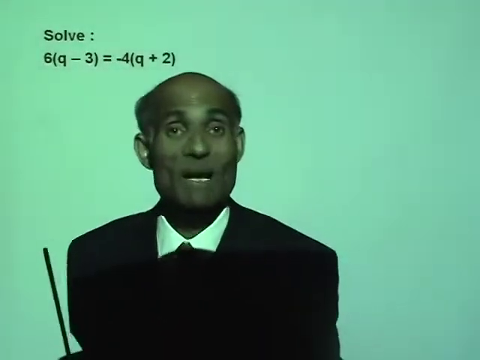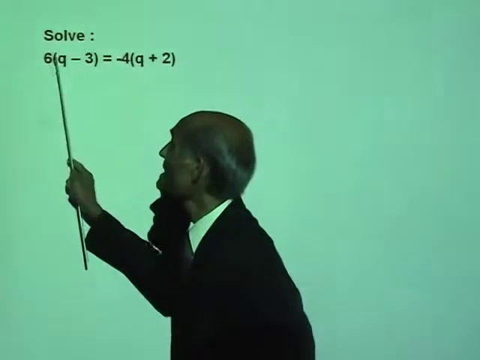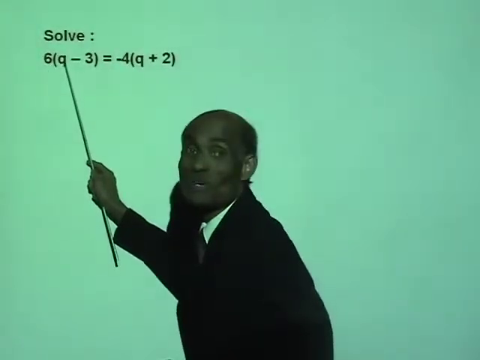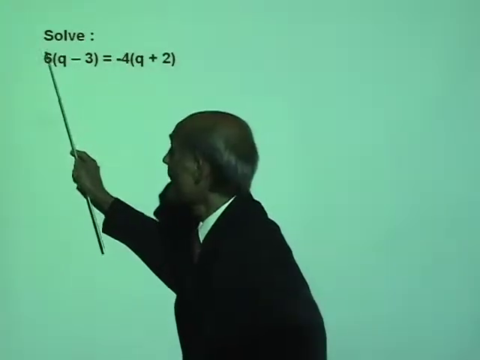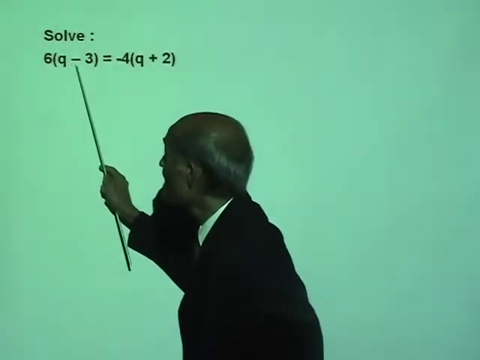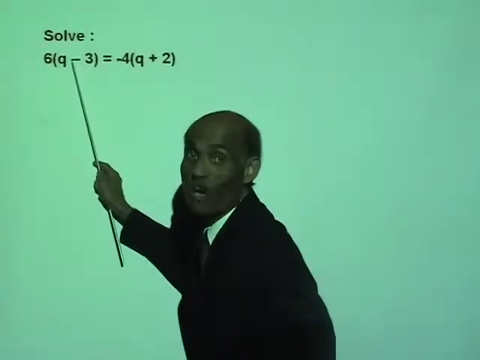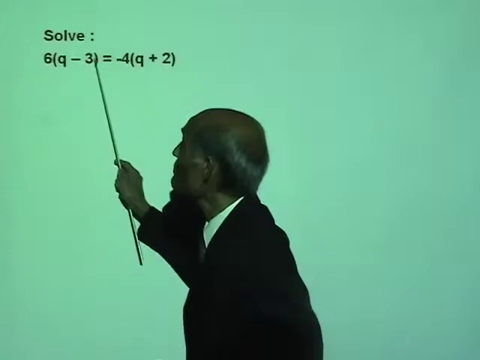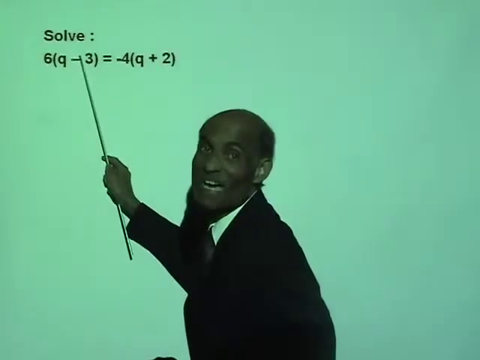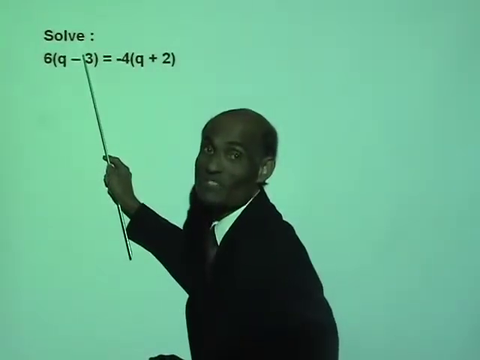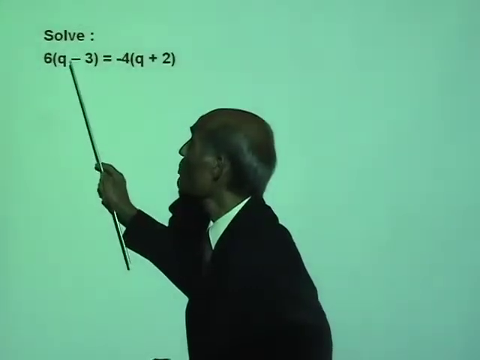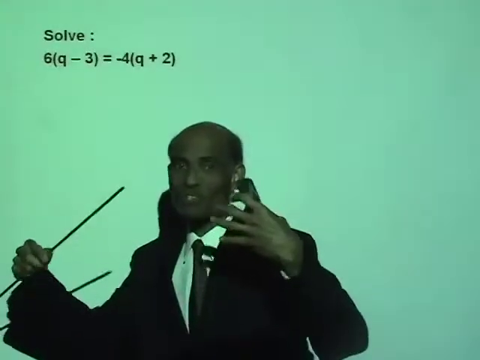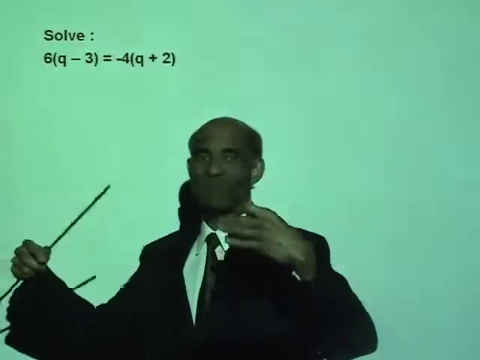Can you do that without my help? How do we distribute that 6? It will be 6 multiplied by q will be 6q, and 6 multiplied by negative 3. Always watch the sign of the number. 6 multiplied by negative 3 is negative 18. So the left side is now 6q minus 18. I want you to practice this, doing it in your mind. That's why I'm doing it without writing.